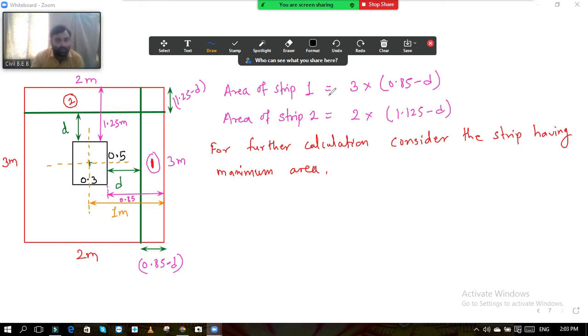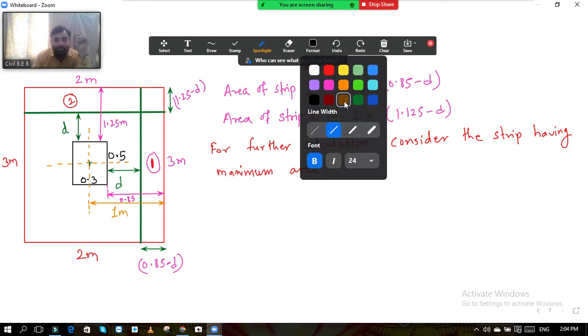Remember one thing. Here in strip 1 you are seeing multiplier is 3. In strip 2 you are seeing multiplier is 2. So depending upon these two only, if you are deciding this is having more area, don't decide it like that. Here minus d is common for both, but these dimensions, here it is 0.85, here it is 1.125. So these distances or these values can make a difference. Now how to decide that I will tell you.